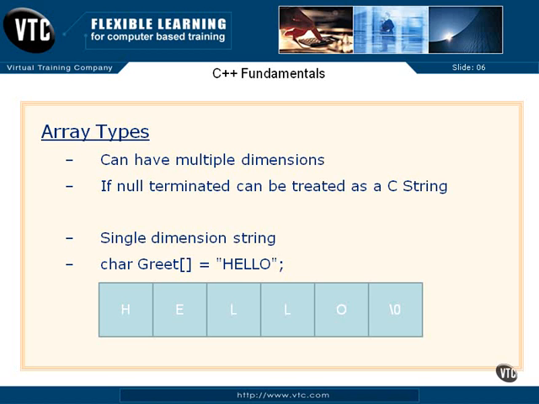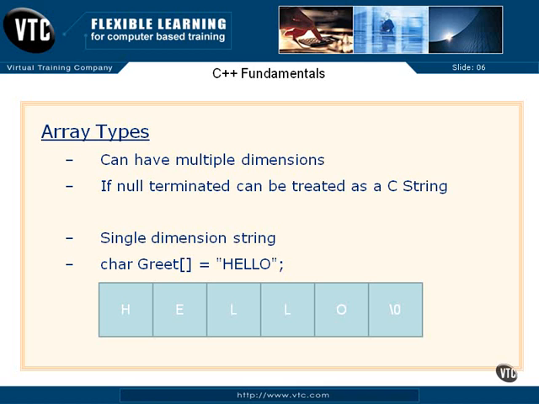We can have multiple dimensions. If we use a null terminator, we can treat an array as a C string. And there you have an example of a single dimension string. And here we have a character called greet equal to hello. And we have HELLO, and since that's a string, there's our null at the end of it. We have 6 characters, and they're element 0, 1, 2, 3, 4, and then element 5 is the null.